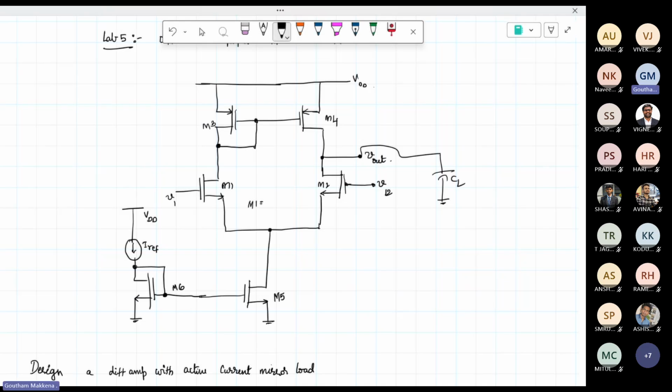So you know that M1 and M2 are matched. M3 and M4 are matched. M5 and M6 are matched. Okay, so if you want I out to be Iref, okay, so this I naught, let it not be I out. So let me just call it I naught. If I naught is to be Iref, then these two should be matched. M5 to be M6. By matched, I mean they'll be having the same dimensions. Okay. Now tell me what will be the transfer function of this circuit?